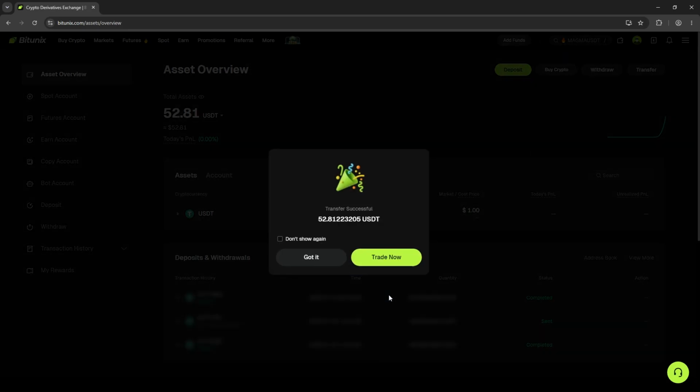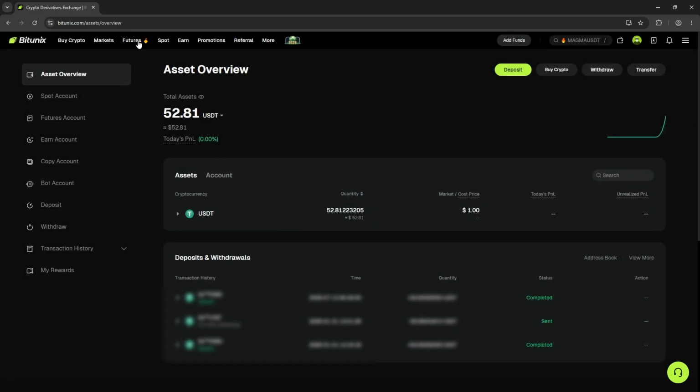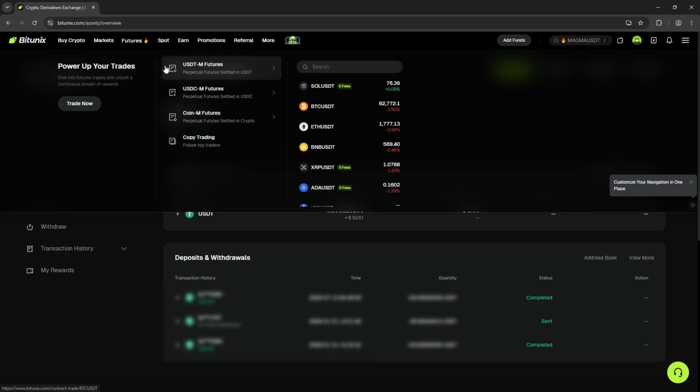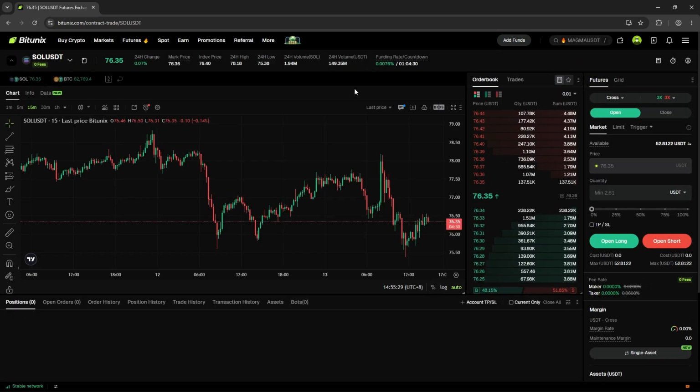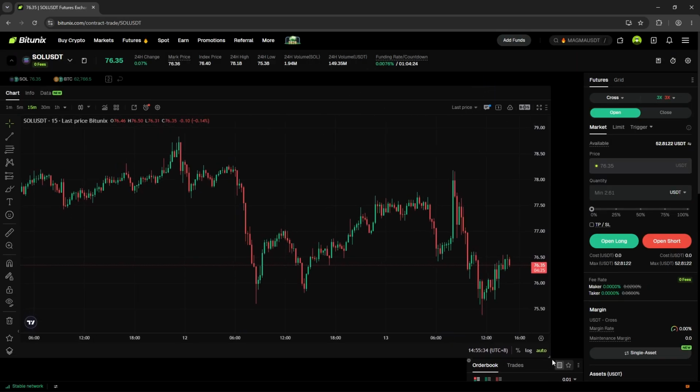As we now have funds in our futures account, we can finally go to Futures, USDT, and select a coin to work with. In this case, I'm going to use Solana. To have a better view of the chart, I'm expanding it to fill the whole screen.